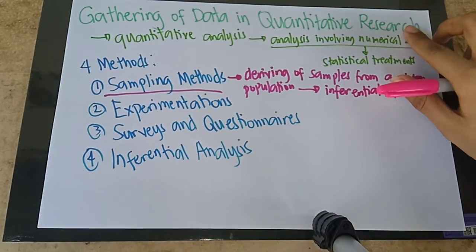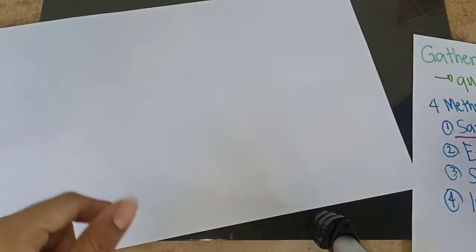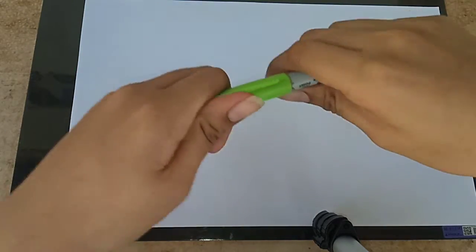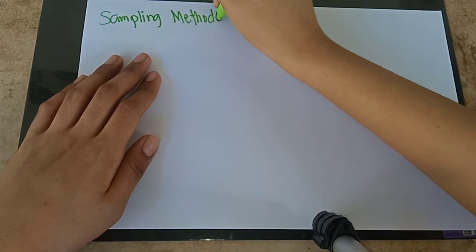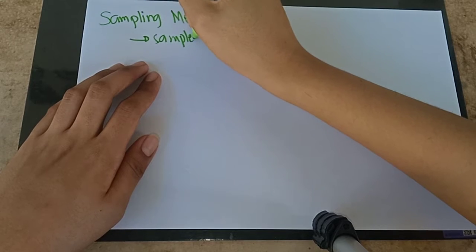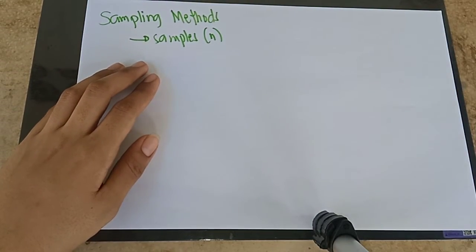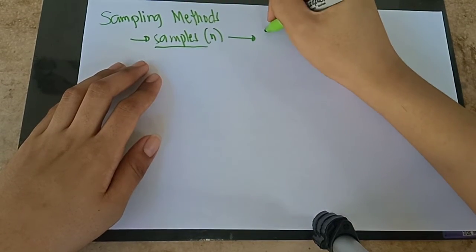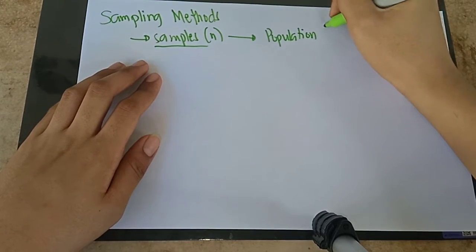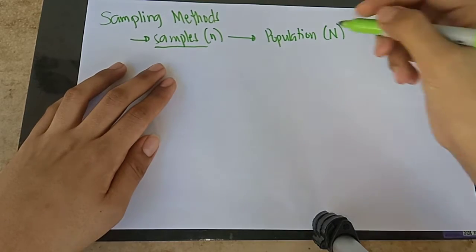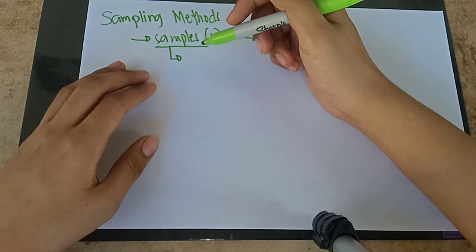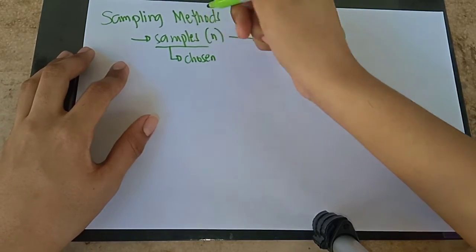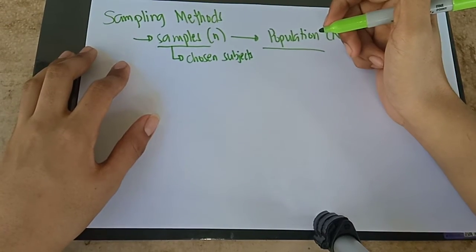So that is the main definition of sampling methods. Now, let us have a deeper understanding of sampling methods. We said earlier that in sampling methods, we derive samples from a population. Samples are represented by the small letter n, and this sample is derived from the population. Population is symbolized by the big letter N. So what do we mean by samples and population? The samples, from the name itself, are the chosen subjects.